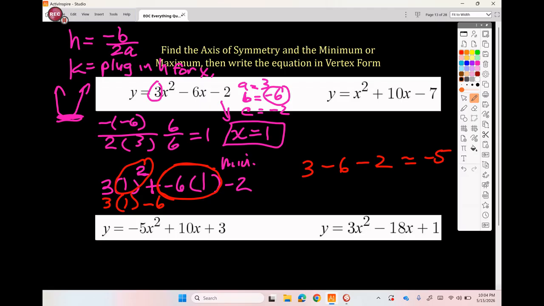So what is negative 5 specifically? It is my minimum. How many seconds did it take to get to the minimum? 1, if that was a word problem.